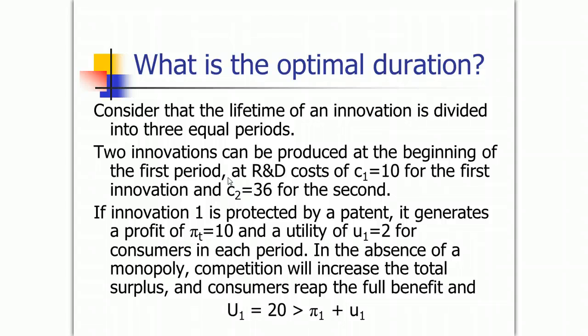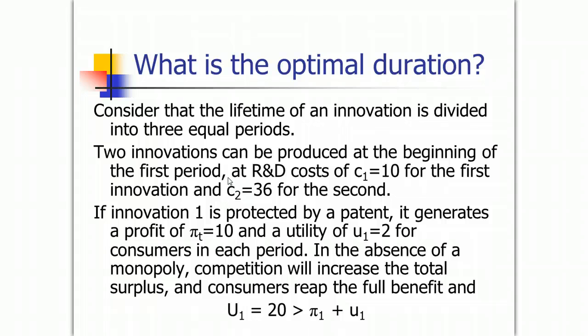If innovation 1 is protected by a patent, it generates a profit of pi 1. So if you have innovation 1 and you own it, people out there may be willing to pay for it. The supernormal profit, the excess profit you can earn, is equal to 10, and consumers get a utility of 2, so a consumer surplus of 2.